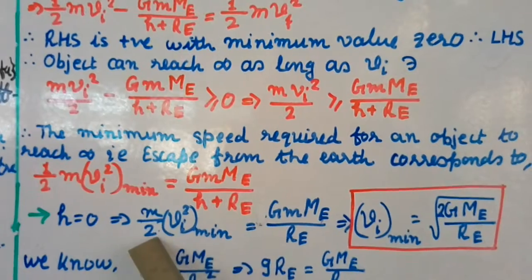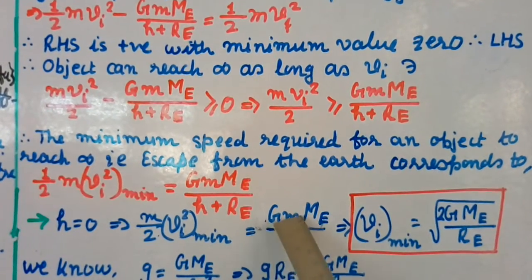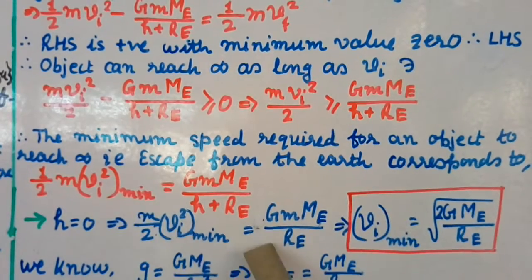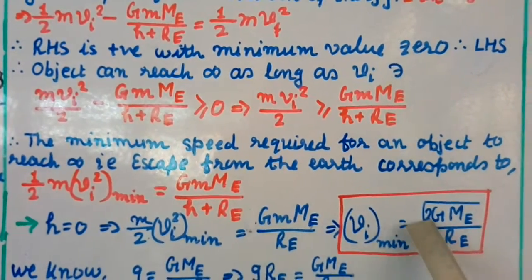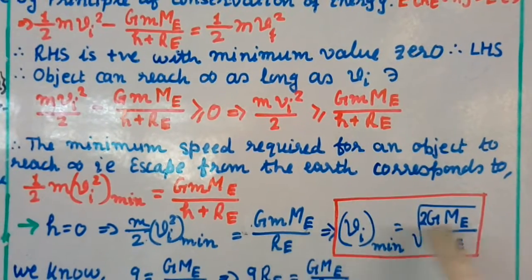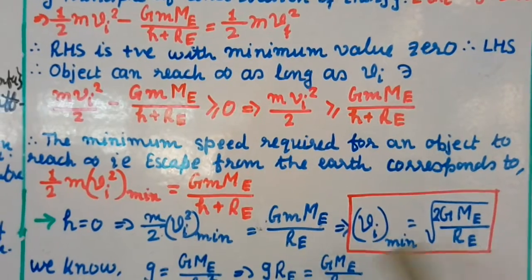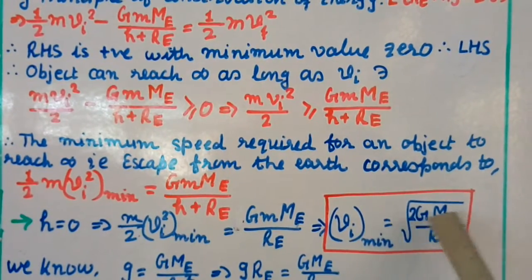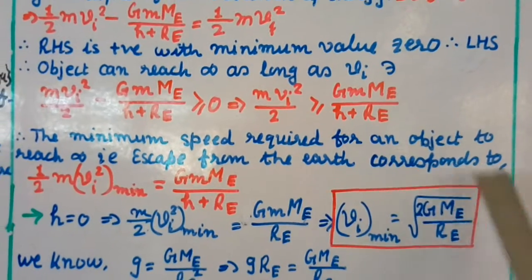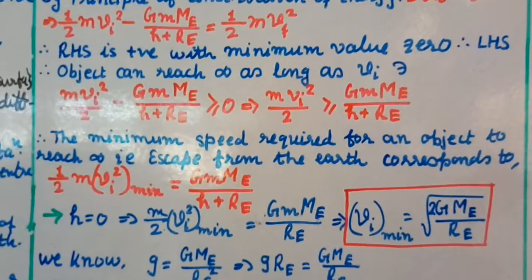Now transfer these 2 over here, m will go in the denominator and will cut with this m. So these 2 will go here, G as it is, Me as it is, and Re as it is. And this is vi square, so we take the square root on both sides, so vi minimum equal to under the square root 2 G Me by Re. Okay, so this is the minimum velocity, which you call the escape velocity.